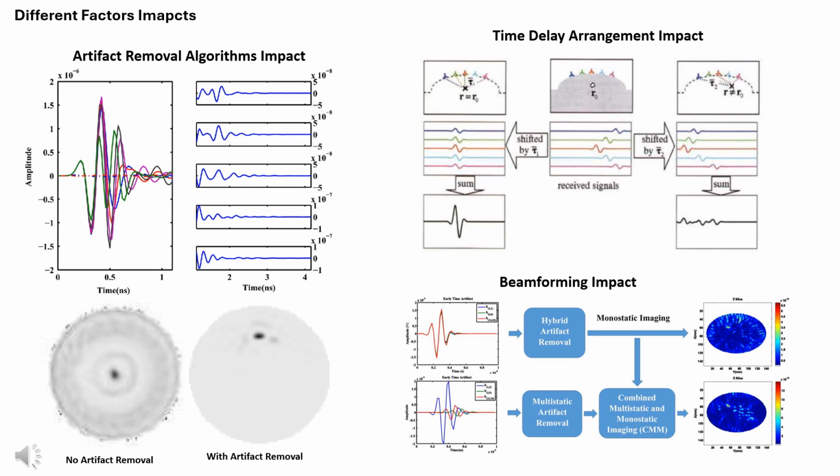Multiple signals, represented by different colors, likely correspond to data from various sensors or antenna positions in a multi-static radar system, where multiple transmitters and receivers are used. The purpose of this graph is to demonstrate how artifacts can be removed from the signals to improve image clarity. It contains time domain signals with and without artifact removal.